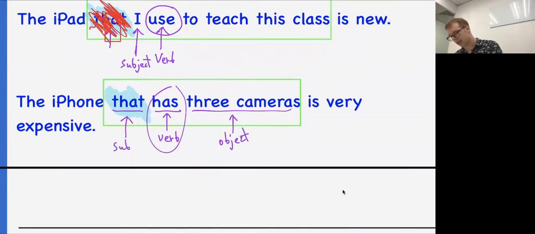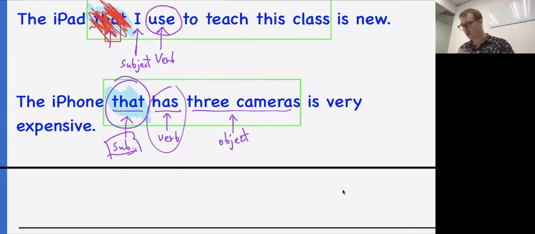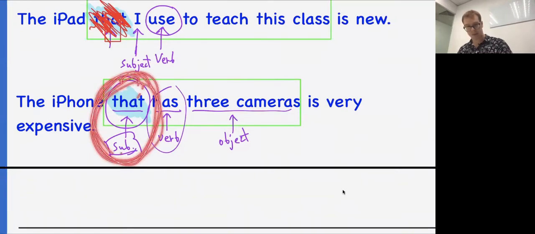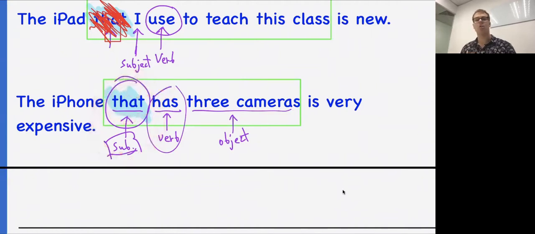So if our that is the subject in place of the phone, we cannot remove the that. We have to keep the that safe. We cannot omit. So what you have to do is always look. Do you have a subject like this? Then you can remove. If you don't have a subject like that, if the subject is the that, or the who, or the which, if this acts like the subject, then you cannot remove.